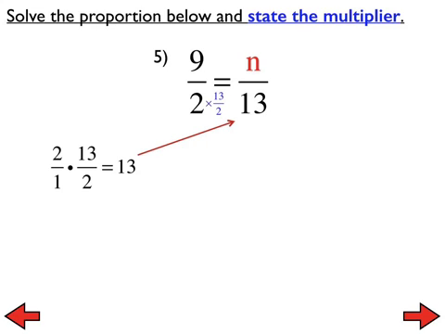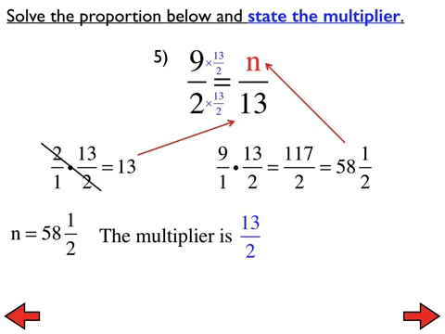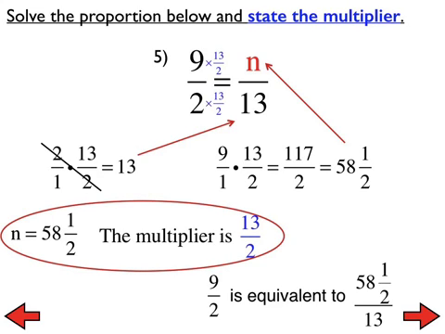So again, number 5, we multiplied by 13 over 2, and then n was 58 and a half, so that we have equivalent ratios. Any questions?